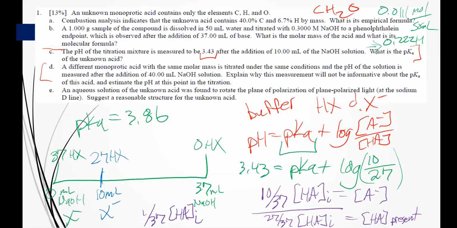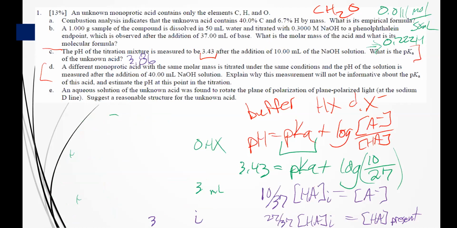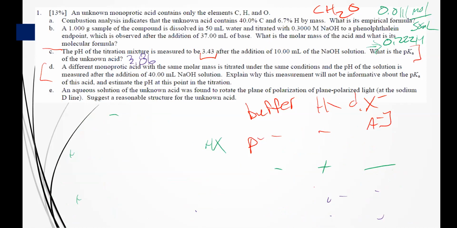Yeah, thank you. Okay. So we found our pKa now. We have this as 3.86 for a pKa. And now we can move on to the next part. So we have a different monoprotic acid. Now it's got the same molar mass as ours.